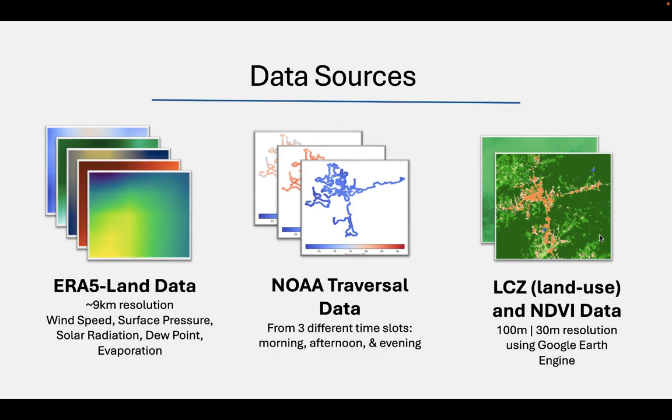By aligning all these sources, we were able to build a multi-city dataset that helps us test how well our models could predict urban heat in different cities. Our final dataset included data from 42 U.S. cities with temperature readings collected during the morning, afternoon, and evening time slots.